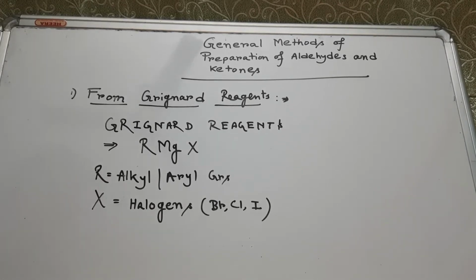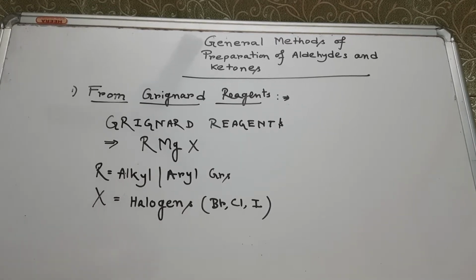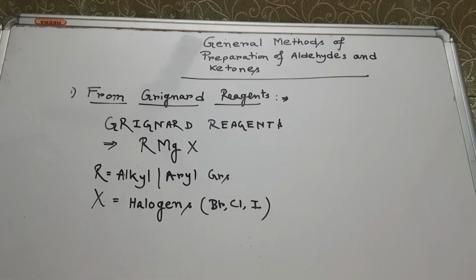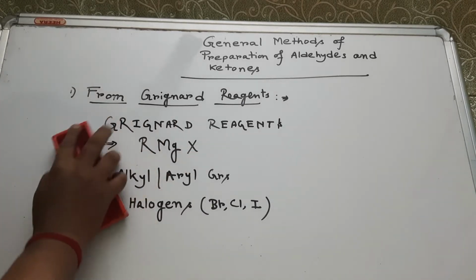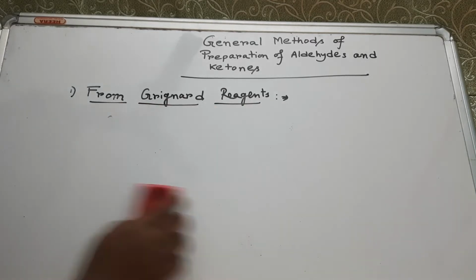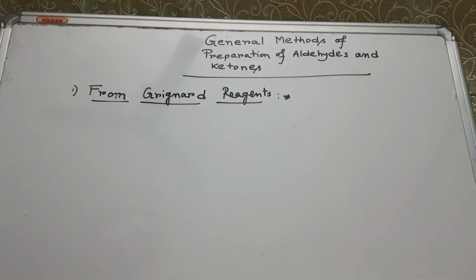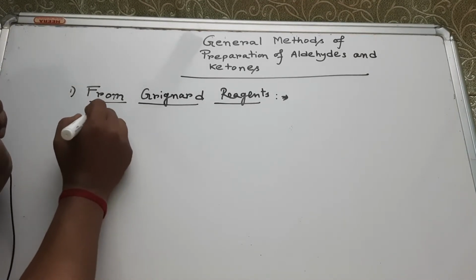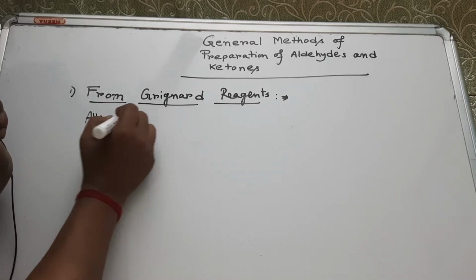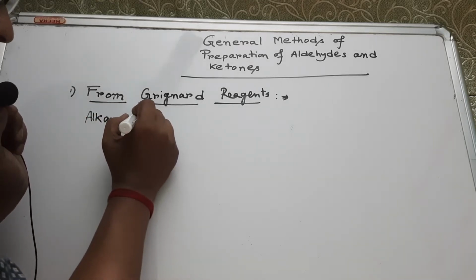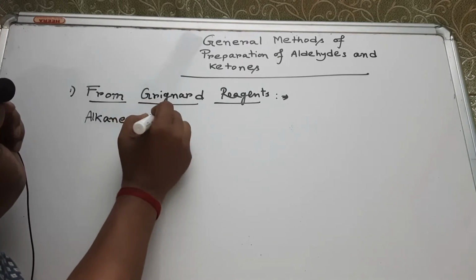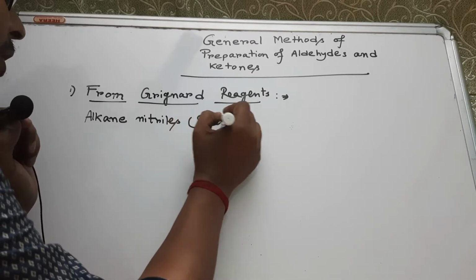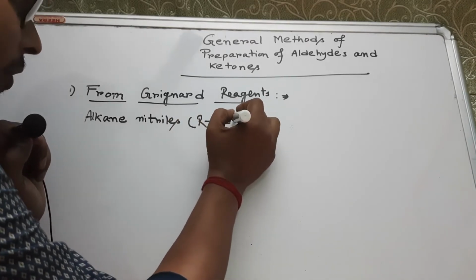So at first, so you can understand what the Grignard reagent is, I'll remove this. So please write down: Grignard reagent, alkane nitriles. What are alkane nitriles? RCN. This is the alkane nitrile.